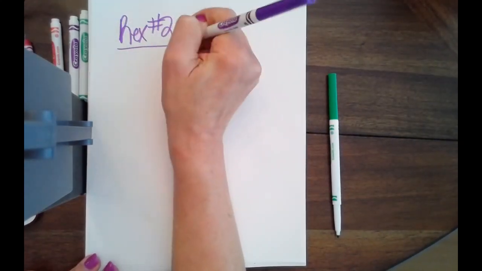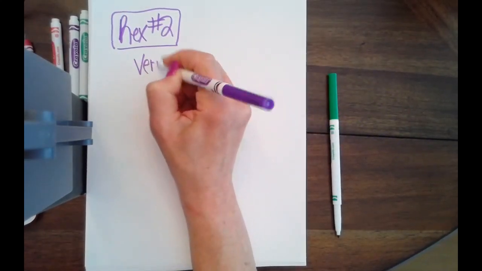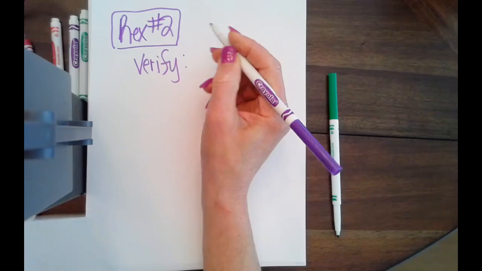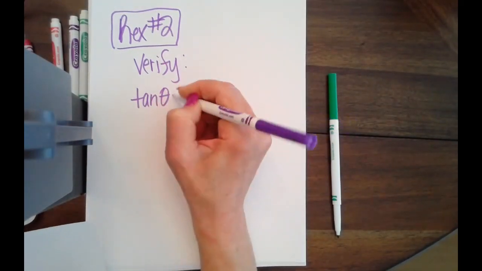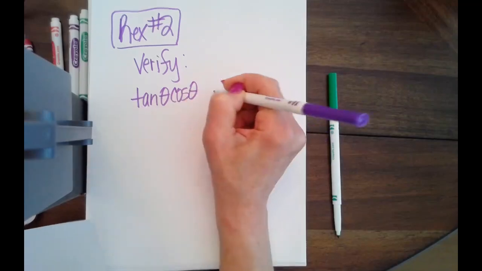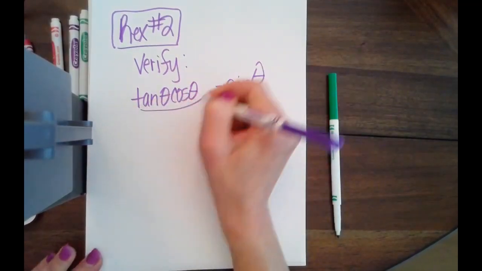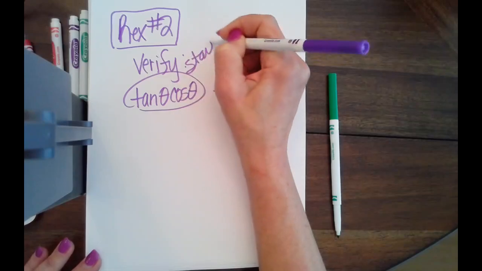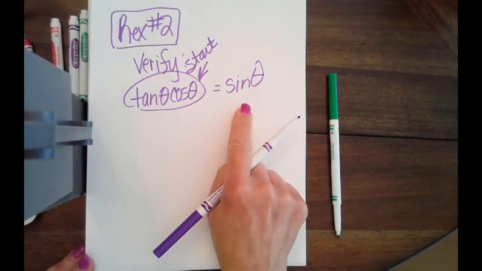In verifying trig identities, verify: the left side is tangent of theta times cosine of theta equal to sine of theta. Well, obviously we're going to start with the left side because it's more complex. It's got two terms and that's one. This is kind of a no-brainer.